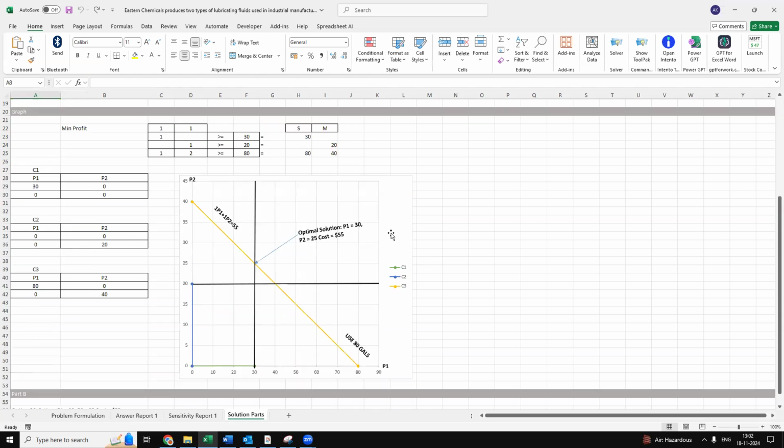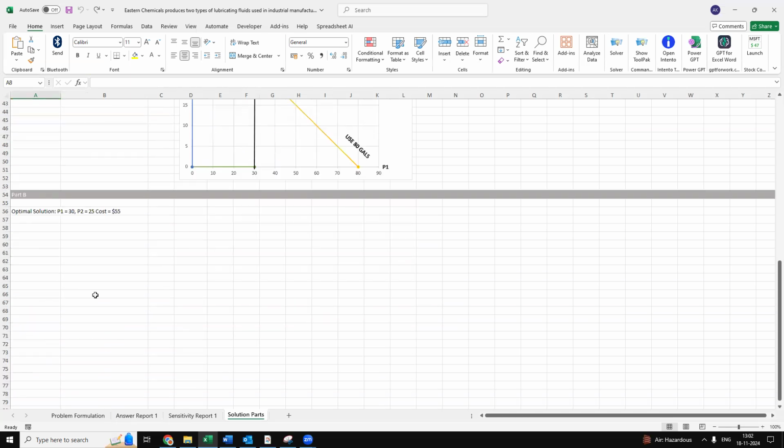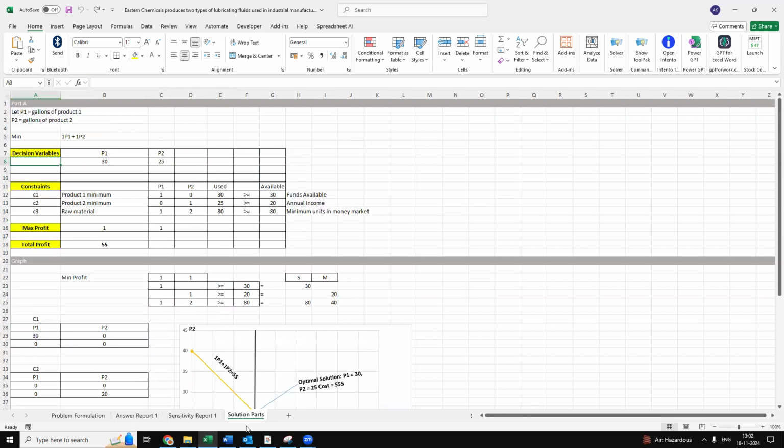Now here is the graphical representation of this question, and this one is our optimal solution. So I have tried to solve each and every part of this question.